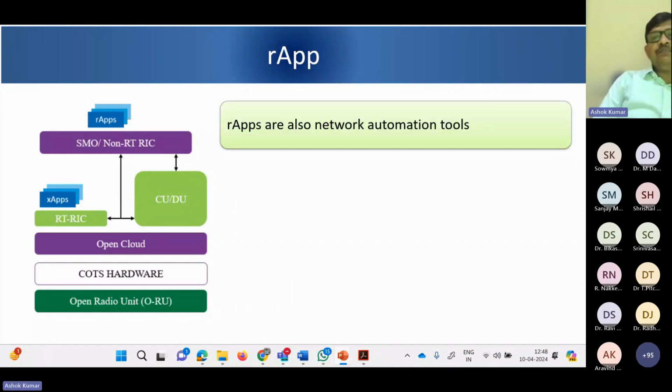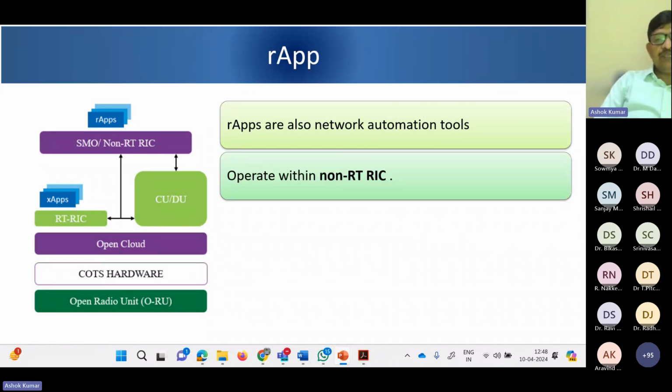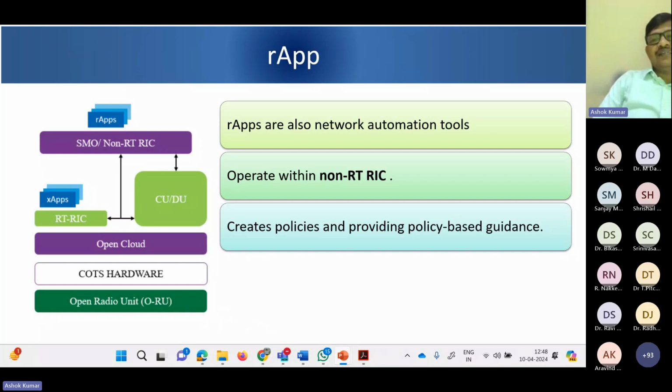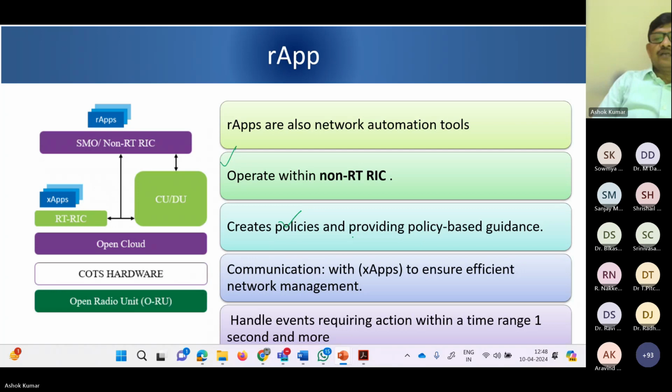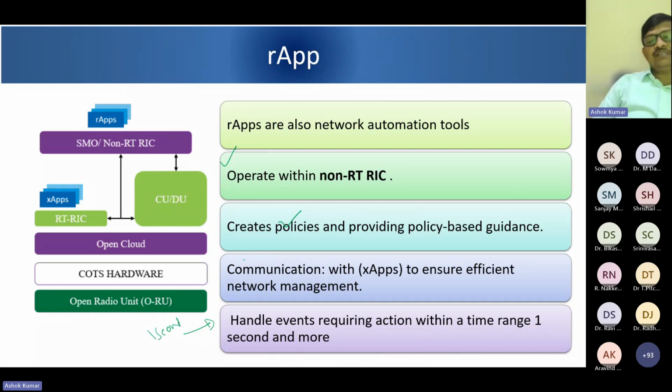Now, if you look at rApp, these are also for network automation, but mainly, as I discussed, it will be a non-real time action, a kind of model training. With model training, I can create policies or policy-based guidance using the rApps. This is used where the latency requirement is beyond 1 second. So latency sensitive goes to the near real time RIC.